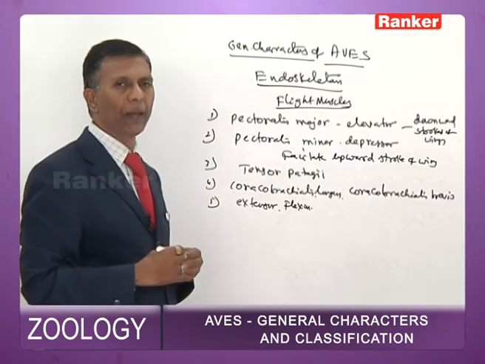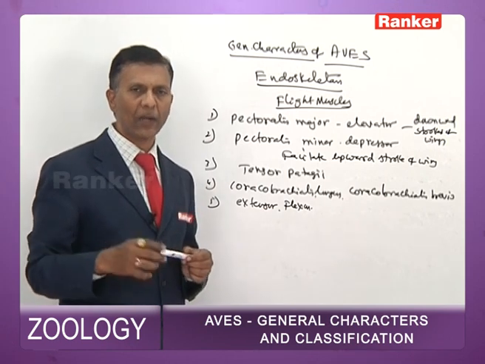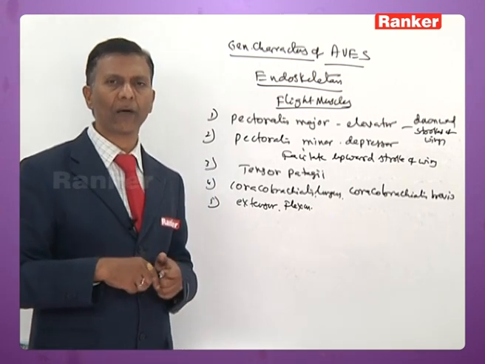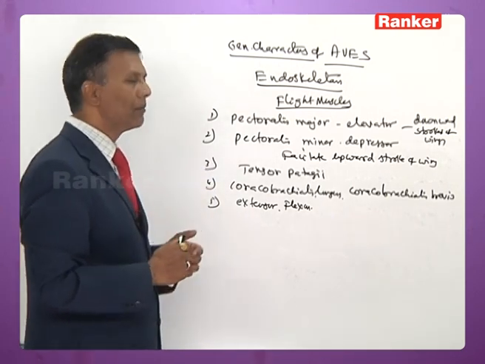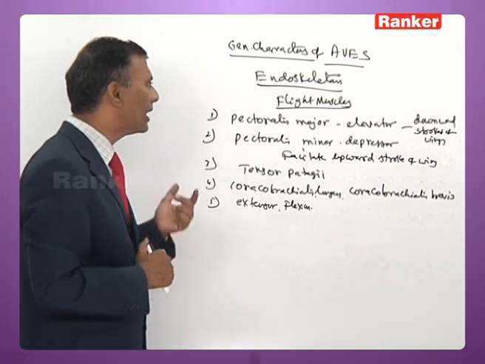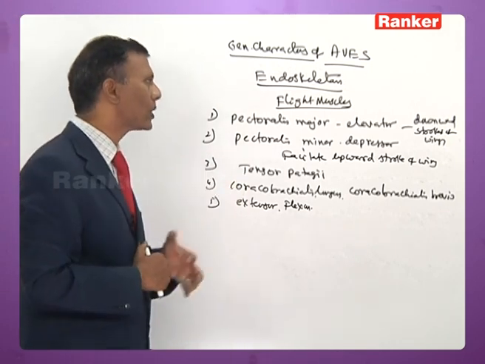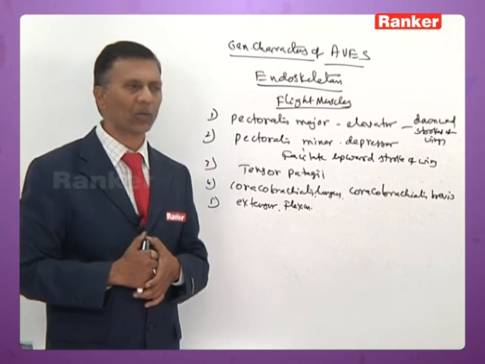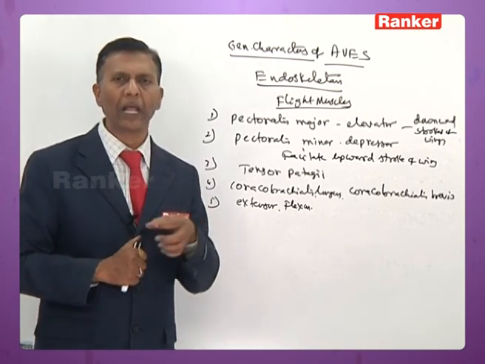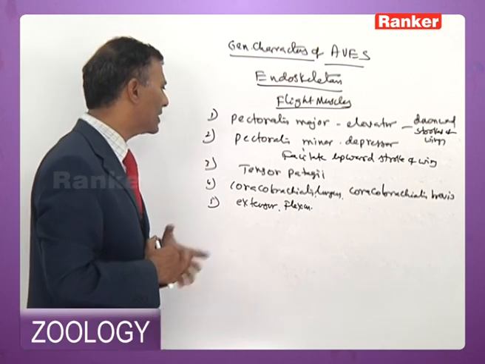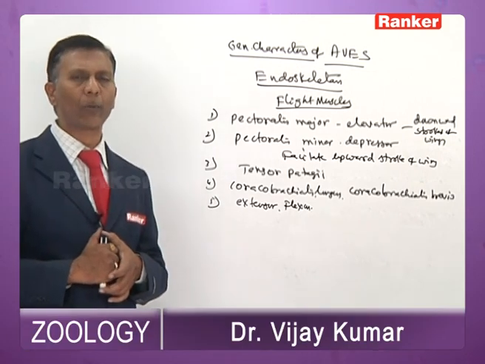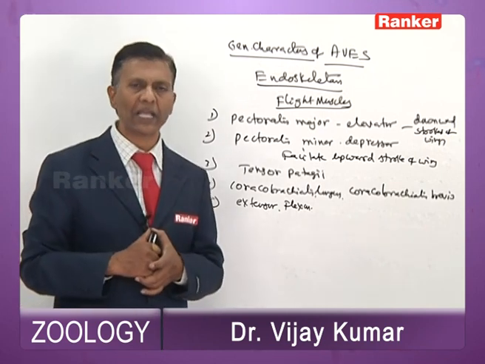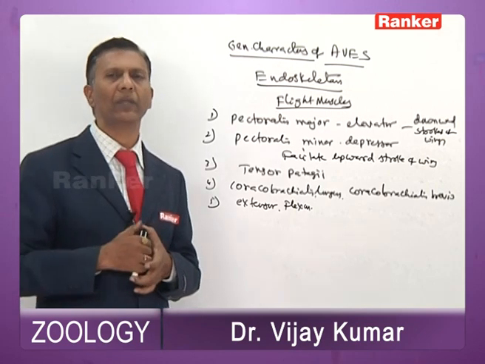Extensors and flexors help in stretching and folding of the wings. So these are the important flight muscles. Pectoralis major, commonly called elevators, facilitate downward strokes of wings. Pectoralis minor, commonly called depressors, facilitate upward strokes of wings. Tensor patagii help in clasping the twigs at the time of resting. Coracobrachialis longus and brevis help in rotation of the wings in the glenoid cavity. And extensors and flexors help in stretching and folding of the wings.